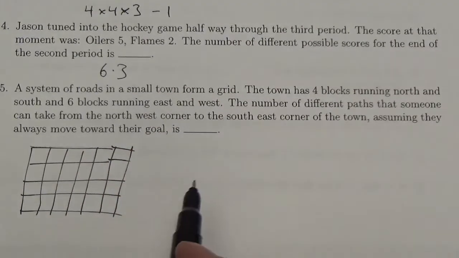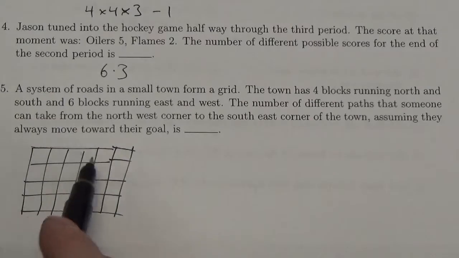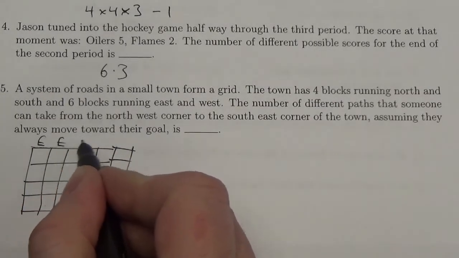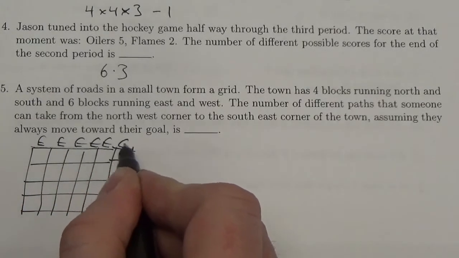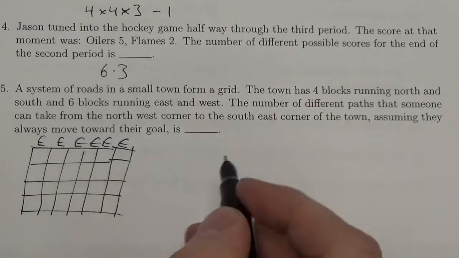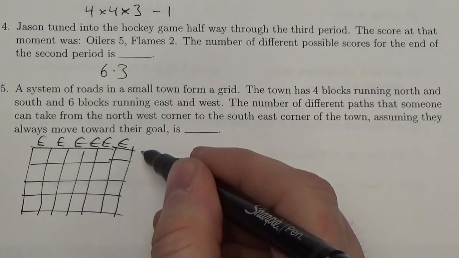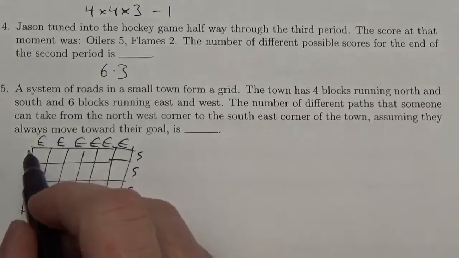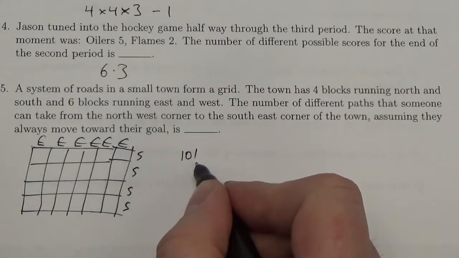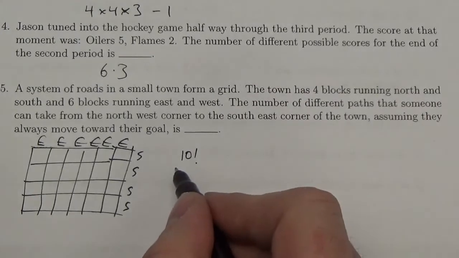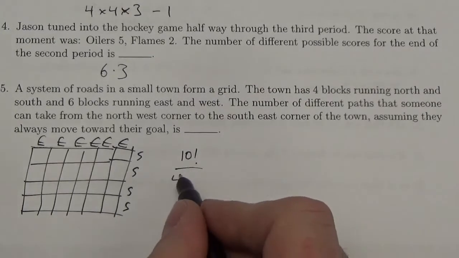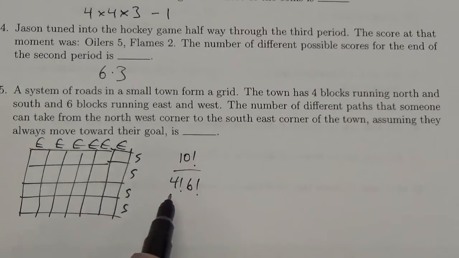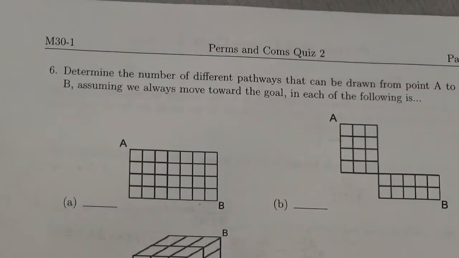Okay, and so now to go from here to here, remember that's going to be east, east, east, east, east, east. So that's 1, 2, 3, 4, 5, 6. And then south, south, south, south, 1, 2, 3, 4. So there are 10 line segments that we got to travel total here, and there's repetition. Okay, 4 S's and 6 E's. Okay, now let's take a look at some of these pathway problems.